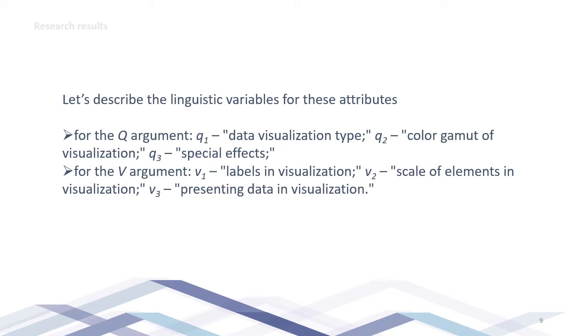For the Q argument: Q1, data visualization type; Q2, color gamut of visualization; Q3, special effects. For the V argument: V1, labels; V2, scale of elements; V3, presenting data in visualization.